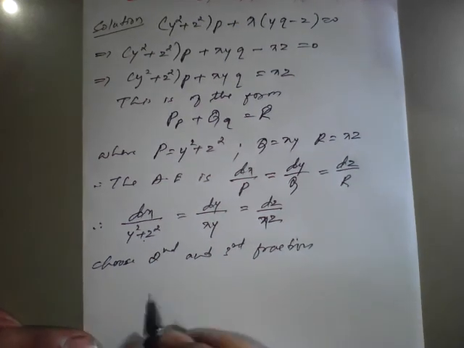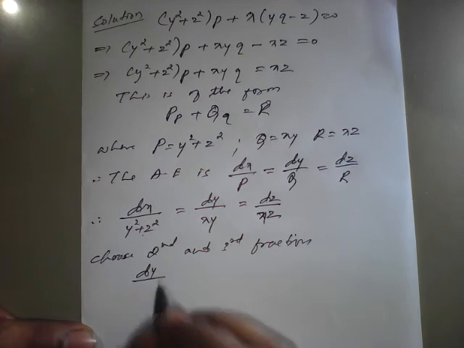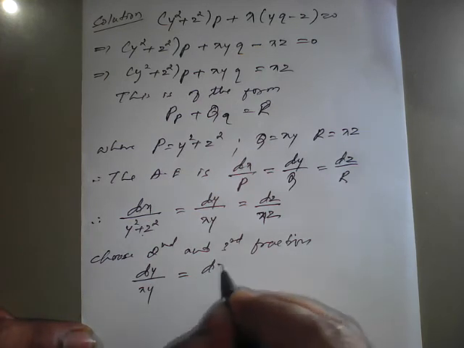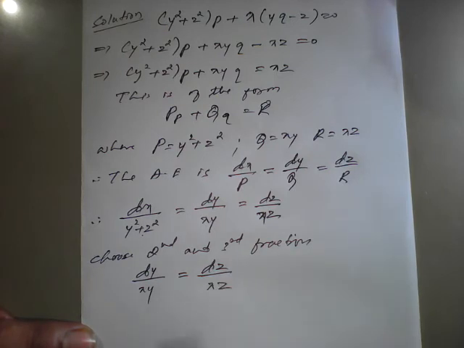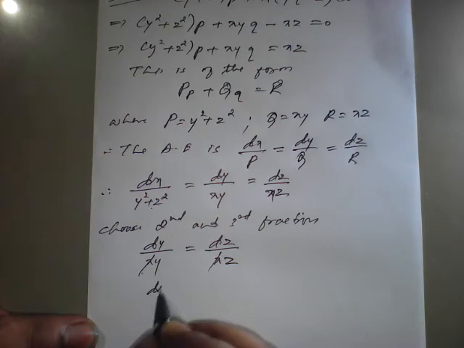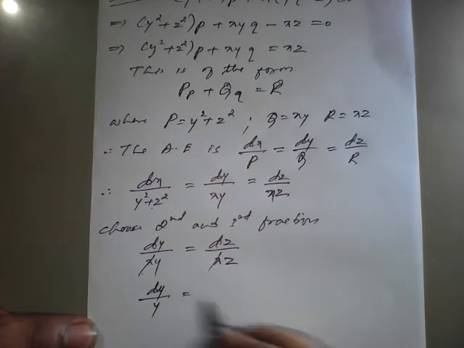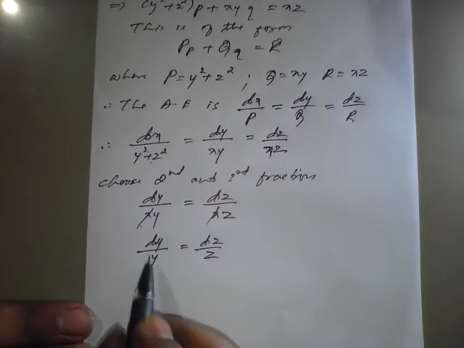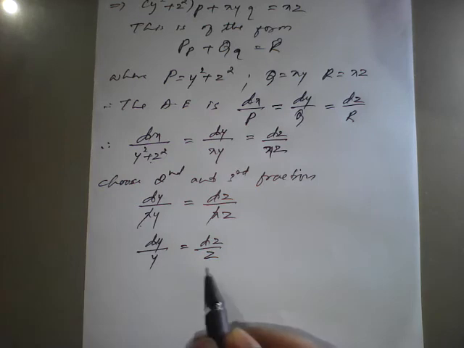So what is second and third? Second is dy upon xy is equal to, third one is dz upon xz. So you can find here x cancels, so we are left with dy upon y is equal to dz upon z. So therefore, dy with y and dz with z, so directly we can integrate.